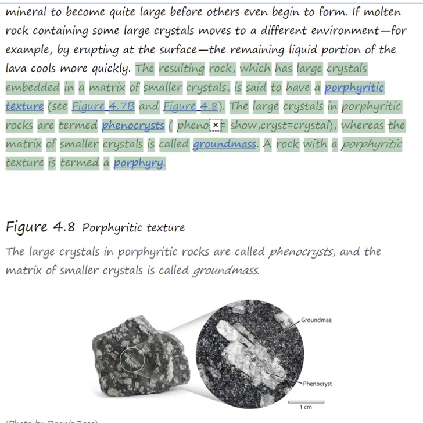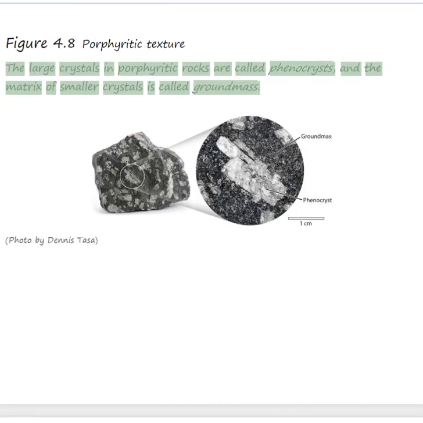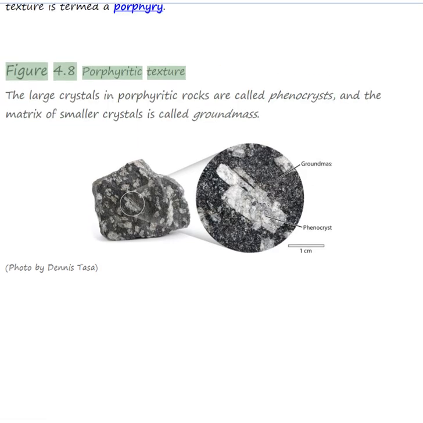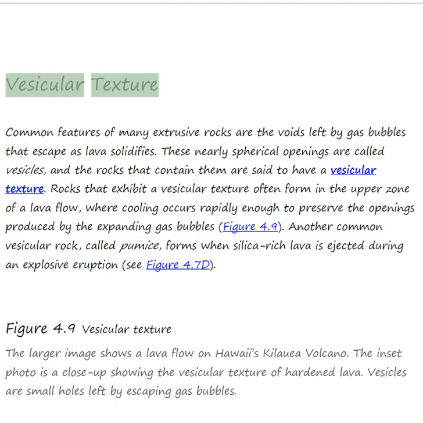The resulting rock, which has large crystals embedded in a matrix of smaller crystals, is said to have a porphyritic texture. The large crystals in porphyritic rocks are termed phenocrysts, whereas the matrix of smaller crystals is called ground mass. A rock with a porphyritic texture is termed a porphyry. Figure 4.8 Porphyritic texture.